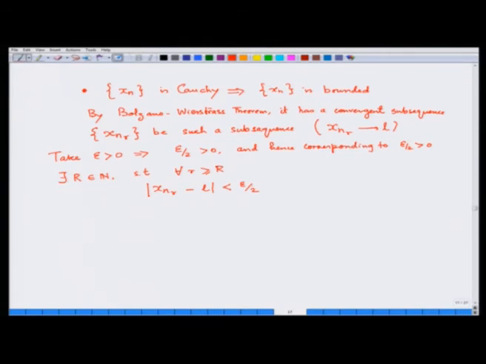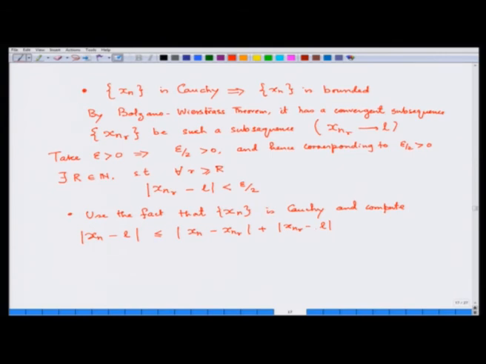Now your next step is to make use of the fact that Xn is Cauchy. We will give the detailed proof when we do the exercises; it will be asked as an exercise, so I am giving you the steps. Use the fact that Xn is Cauchy and compute mod Xn minus L, which you can write as mod Xn minus X_nr plus, I am just writing it in a slightly step-jumped manner, X_nr minus L.